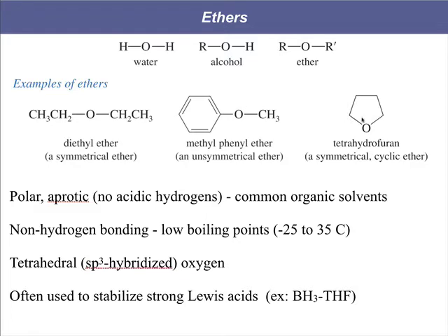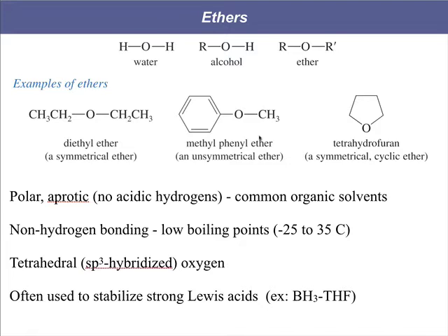So ethers are polar and they are aprotic. There are no acidic hydrogens. Alcohol and water, of course, have acidic hydrogens, but the ether does not. So these are very common organic solvents. They are good for reactions like SN2 or E2. They're also used in Grignard and lithium reagents to make them using the solvent. We use an ether as the solvent. So these are common organic solvents. They are not hydrogen bonding because there are no acidic hydrogens. So they tend to have very low boiling points, usually from, say, negative 25 degrees Celsius to 35 degrees Celsius.